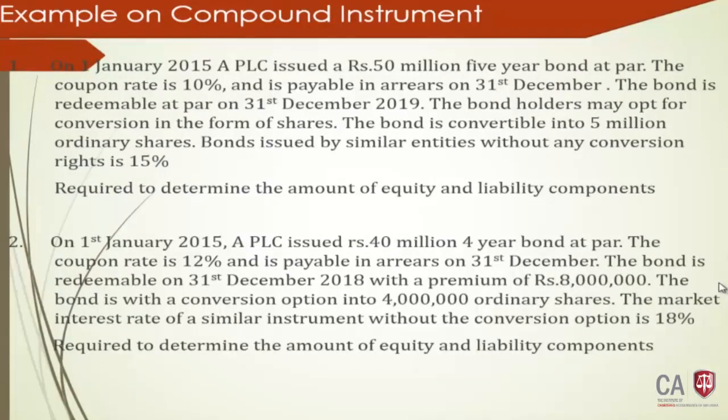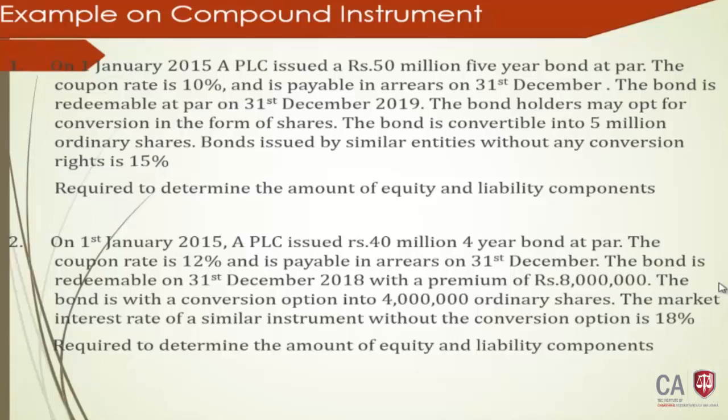First January 2015, APLC issued a 50 million 5-year bond at par. The coupon rate is 10%. Do not worry about coupon, we will learn it later. That is what the company has agreed to pay, and is payable in arrears on 31st December. So, the interest is paid at the end of each year, not at the beginning. The bond is redeemable at par on 31st December 19.